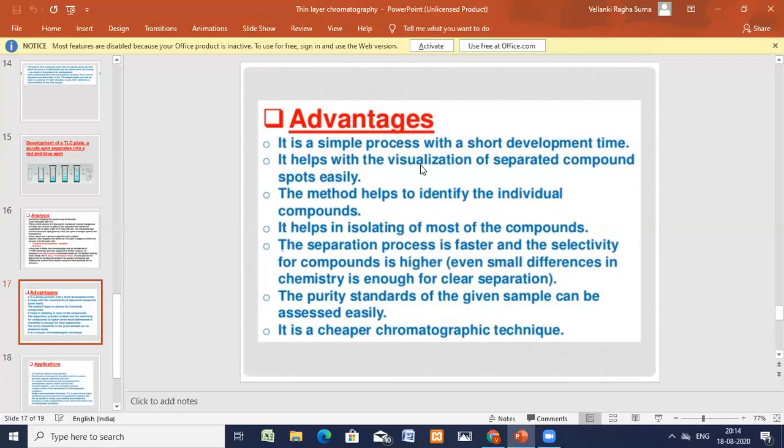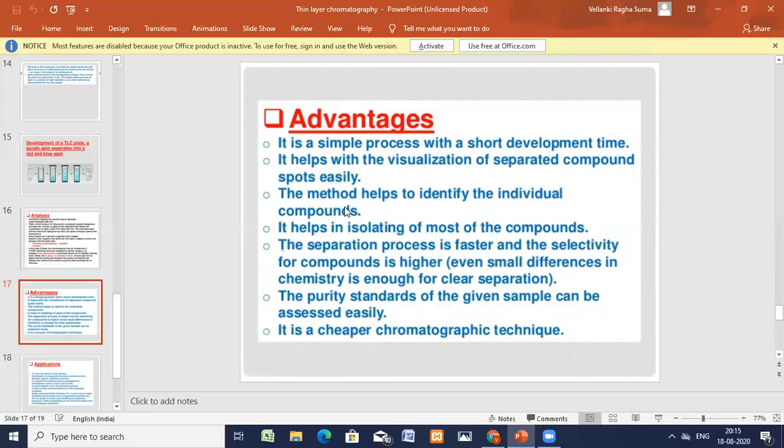The equipment is almost very simple. Chromatogram development time is very short. The choice of stationary phase is wider. Recovery of the separated components is fast and easy. Separation efficiency is also high, identification of the separated components is easy, and the sensitivity is also very high. So well-defined spots you can get because of the high sensitivity.